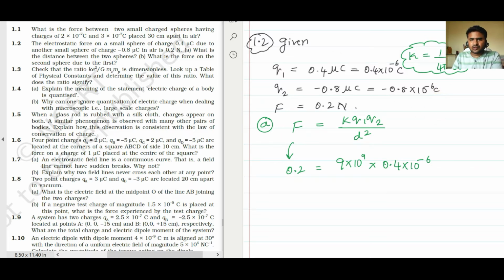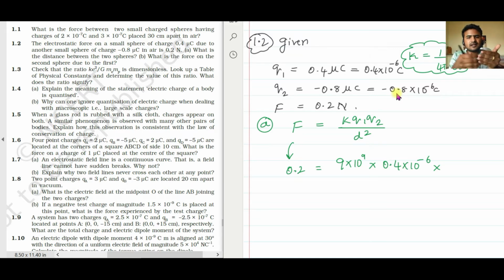So I'm going to substitute all of them. Here I've already substituted Q1, 0.4 into 10 to the power of minus 6. Now when I'm substituting Q2, always substitute only the magnitude. Never ever substitute along with the signs. Don't make that mistake. The charge Q2 is negative, but I don't want the sign. The negative sign and the positive sign indicate these two charges attract each other.